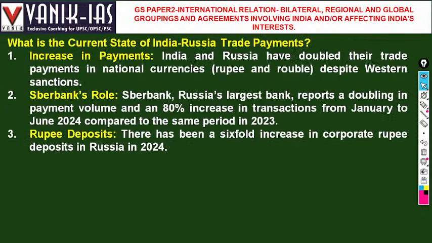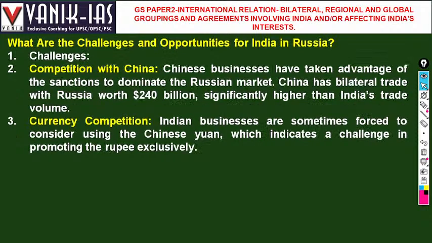But the current state of India and Russia trade payment: India and Russia have doubled their trade payment in national currencies, rupee and ruble, despite Western sanction. Then Sber Bank's role. Sber Bank, Russia's largest bank, reports a doubling in payment volume and an 80% increase in transaction from January to June 24 compared to the same period in 2023. Rupee deposits, there has been a six-fold increase in corporate rupee deposit in Russia in 2024.